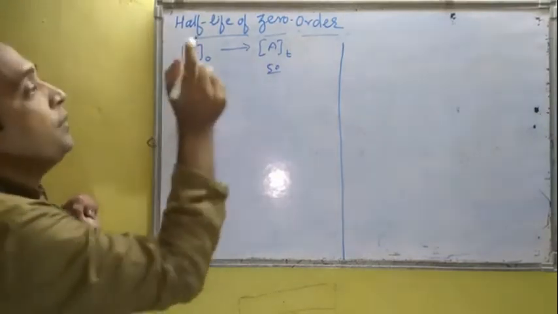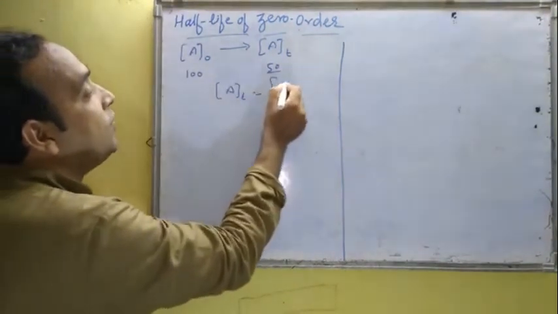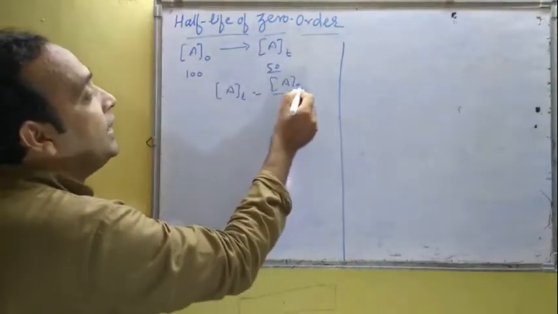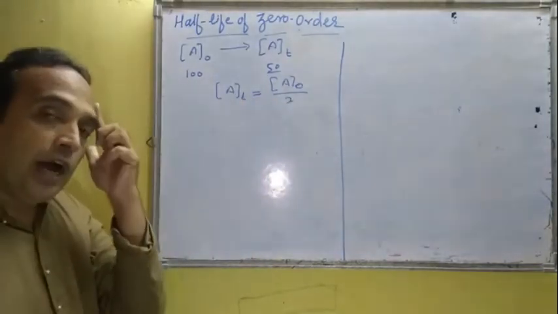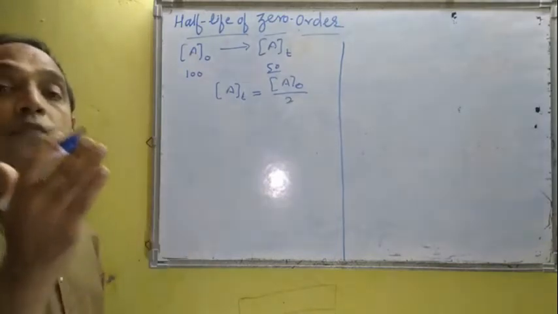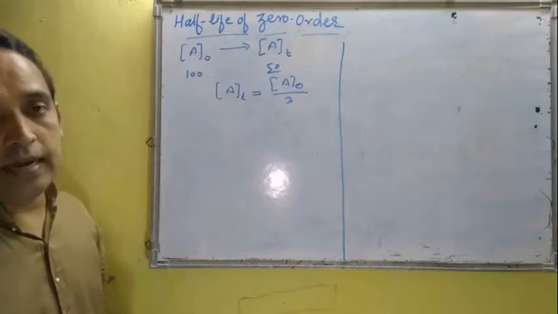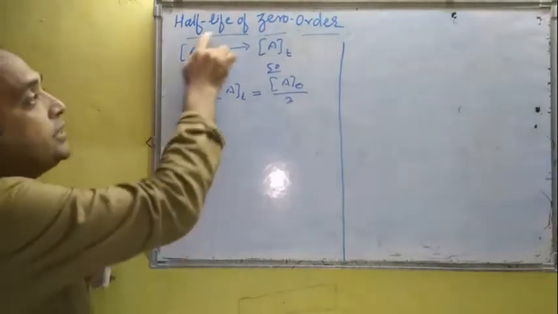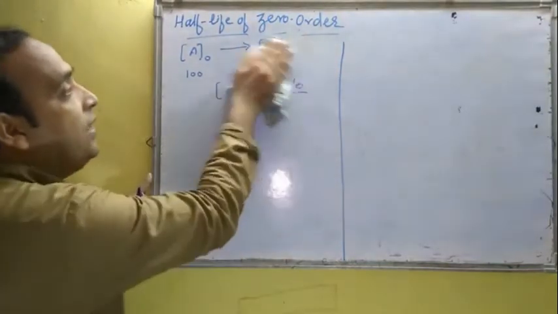100 divided by 2 means here we can write At is equal to half of the initial. And how is At equal to half of the initial? Time required to convert half of the reactant into the product, and this is called the half-life time, or the half-life period.